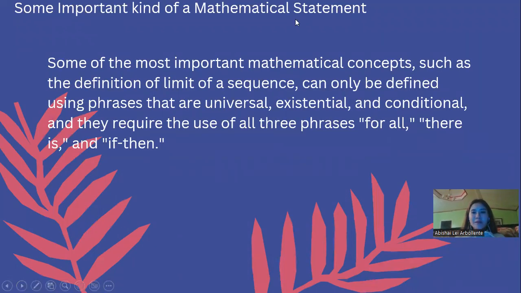Some of the most important mathematical concepts, such as the definition of the limit of a sequence, can only be defined using phrases that are universal, existential, and conditional. And they require the use of all three phrases: for all, there is, and if-then.